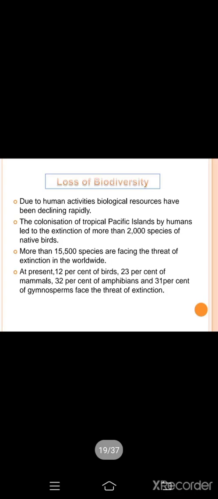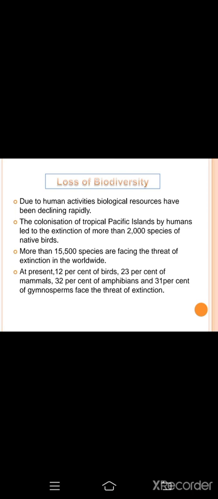Coming to the loss of biodiversity. Loss of biodiversity means different types of plants or animals vanish. What happens? Due to human activities, biological resources have been declining rapidly. Of course, we all know that. It is because of us only. We use so much plastic, we throw it. We have so many industries which release toxic gases to the atmosphere. These toxic gases are affecting the plants and animals surrounding us in the environment, even humans also, but we are still not getting it.